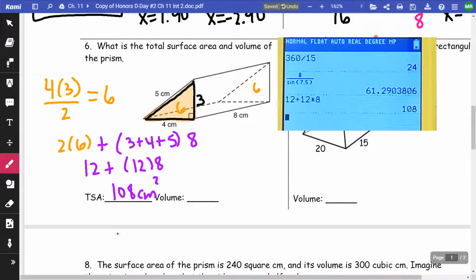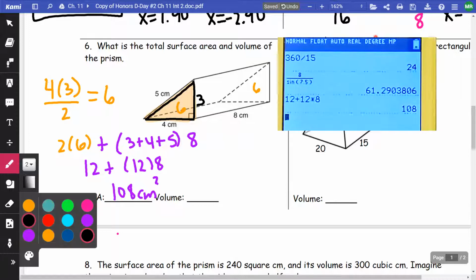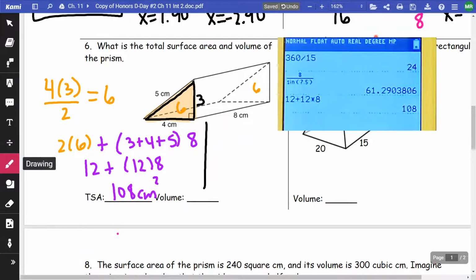Now for the volume, I am going to take that 6, which is the base area, times the height, which is 8, and I'm going to get 48 centimeters cubed.